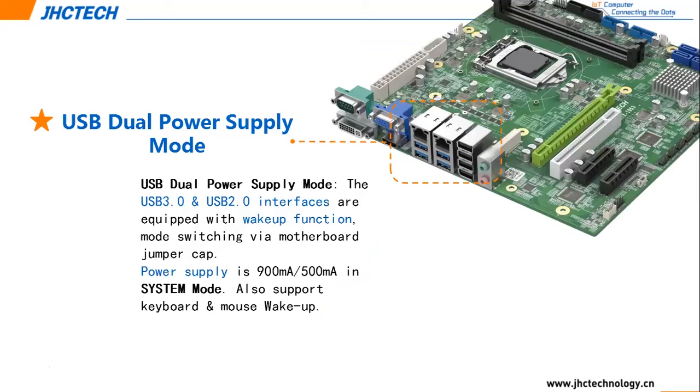Next is the USB dual power supply design. USB 3 and USB 2 interfaces are equipped with a wake-up function. You can change to system mode USB power supply. It is 900 milliampere for USB 3 and 500 milliampere for USB 2 in the system mode. The mode switching is via the motherboard jumper.